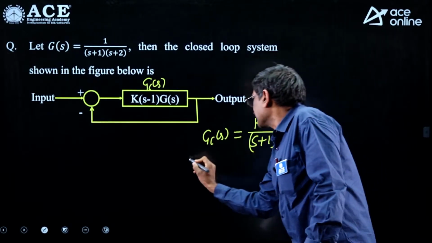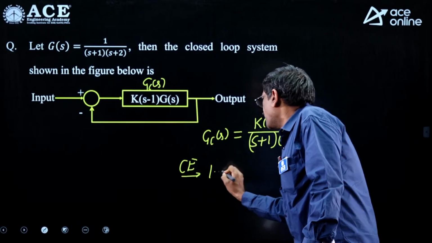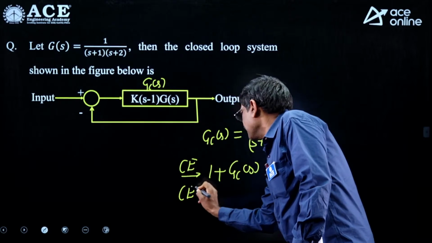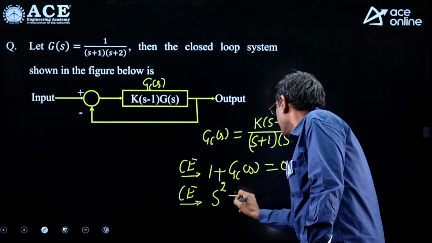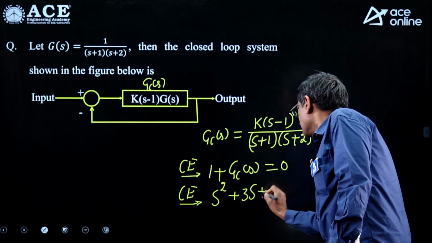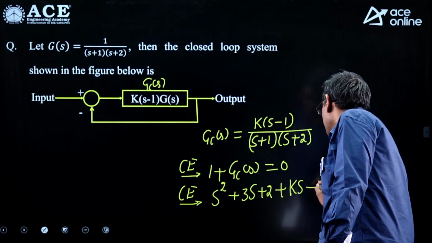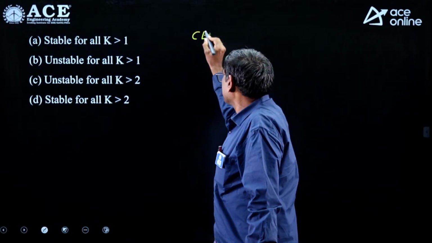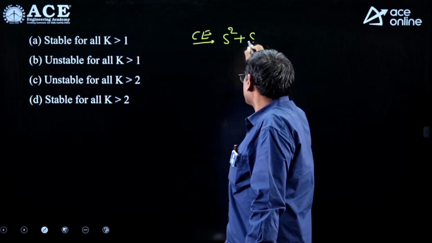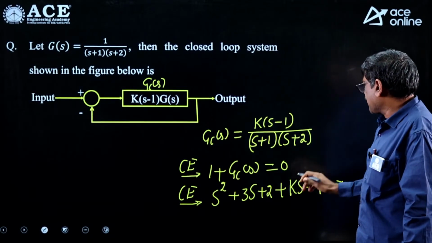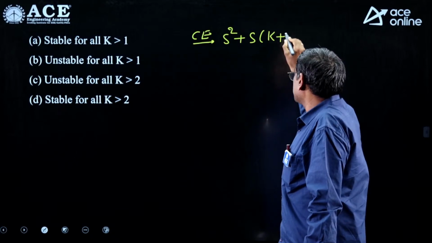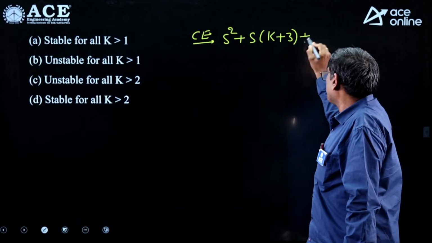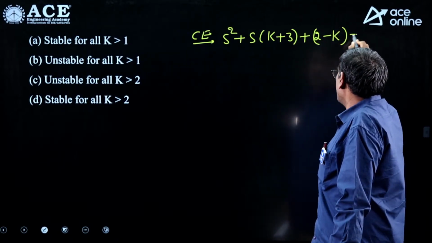You write the characteristic equation. What is the characteristic equation? 1 plus, for example, Gc of s equal to 0. So if we expand this, what are you getting? s square plus 3s plus 2 plus Ks minus K equal to 0. So here I can write this characteristic equation, s square plus s terms, if you take it common, K plus 3, and constant terms you take it common. What is the constant term? 2 minus K. So plus 2 minus K equal to 0.